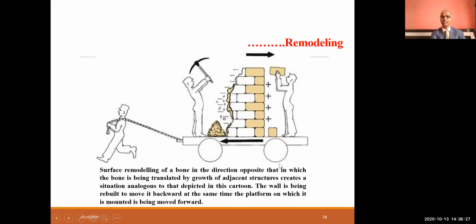So surface remodeling of bone in the direction opposite that in which the bone is being translated here is depicted in this cartoon. The wall is being rebuilt to move it in backward direction. At the same time, this platform on which this structure is mounted moves in a forward direction. So forward direction indicates the translation of bone. And here it shows the deposition or remodeling.